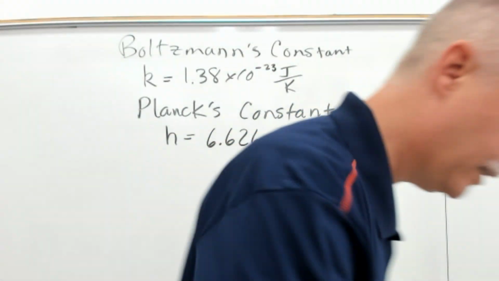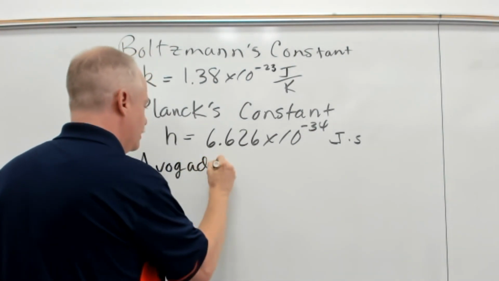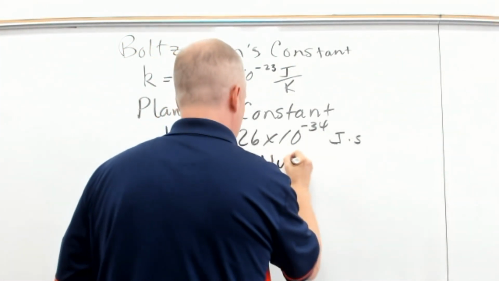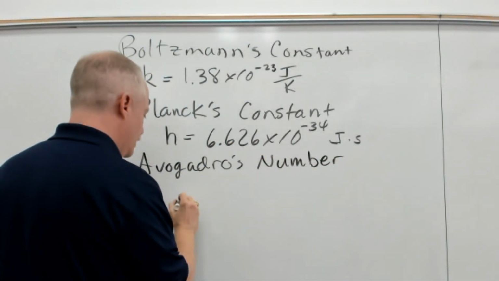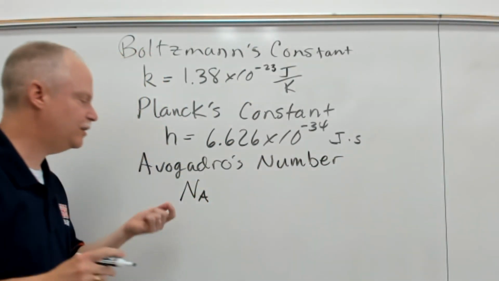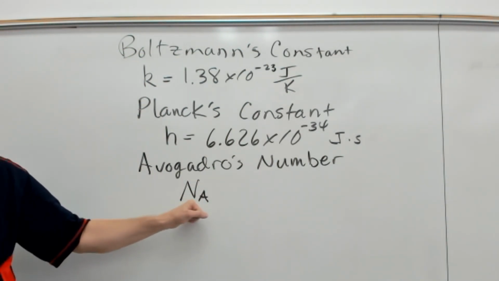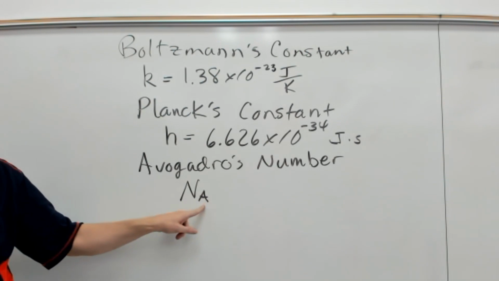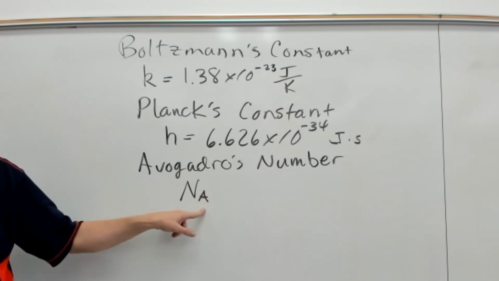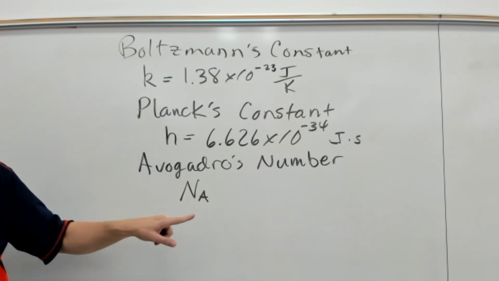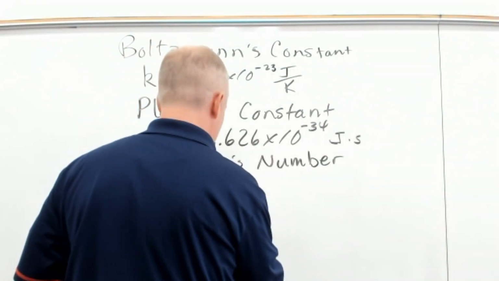Okay. Other constants. We talked about Avogadro's number. And also it's good for me to write this because now you'll see what I think of whenever I'm talking about Avogadro's number. I use capital N with a subscript capital A. So whenever you see that in my notes or in any of my PowerPoints and so on, that's Avogadro's number.